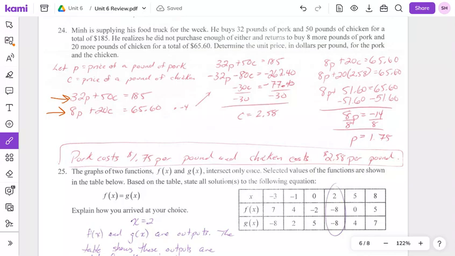So what I did is I multiplied the bottom one by -4 to get the P value to cancel out of the problem. That left me with -30C equals -$77.40. So when we divide both by -30, we get that chicken must have cost $2.58 per pound. I then used that, put it back in for one of my equations, and solved for the variable P, which was $1.75 per pound.